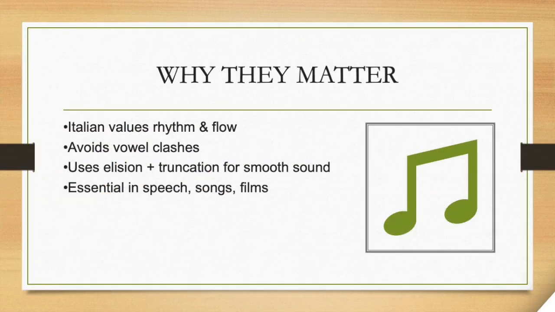Ciao a tutti. Today we are going to explore a key part of spoken Italian, a feature that makes the language sound smooth, musical. To avoid pauses and vowel collision, Italian uses two powerful tools to keep speech flowing naturally: elision and truncations. You will hear them constantly in conversations, films, songs, and everyday speech.